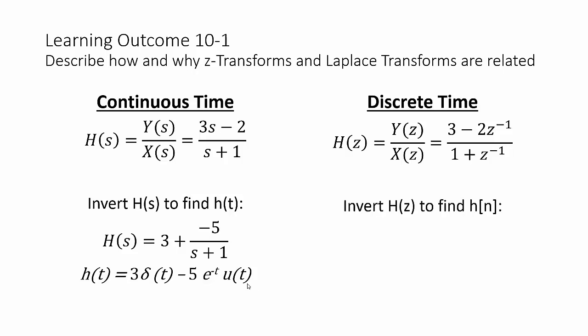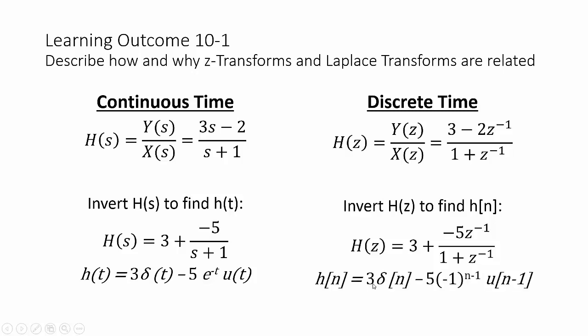In discrete time, we likewise want to invert our H of z to find our h of n. Similarly, we need to have a proper fraction, but proper is a little bit different now. The order of the numerator has to be lower than the order of the denominator, but these z to the minus 1's can be confusing. Notice that in the denominator, the order is 0, and now in the numerator, the order is negative 1. Negative 1 is lower than 0.